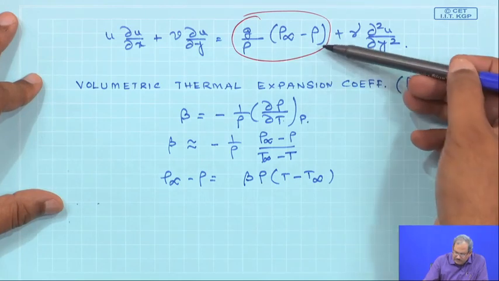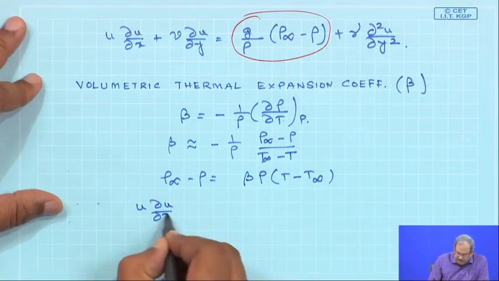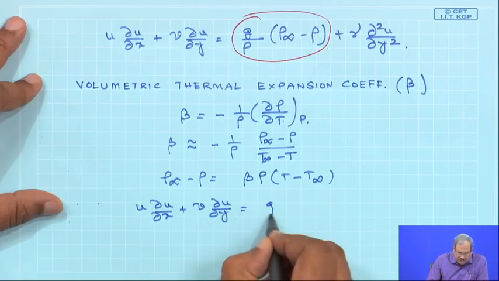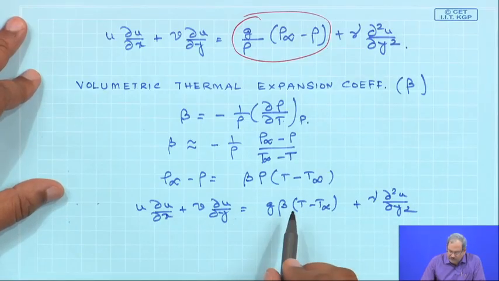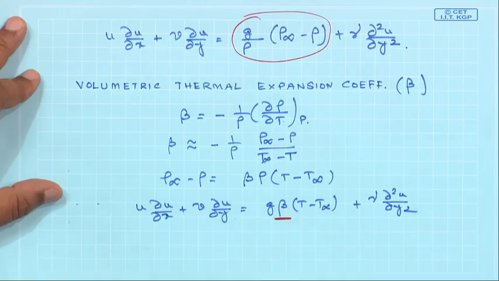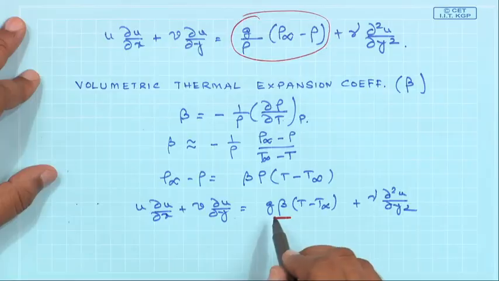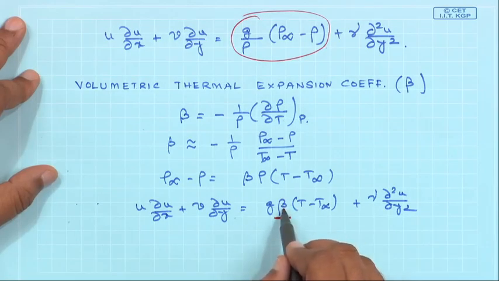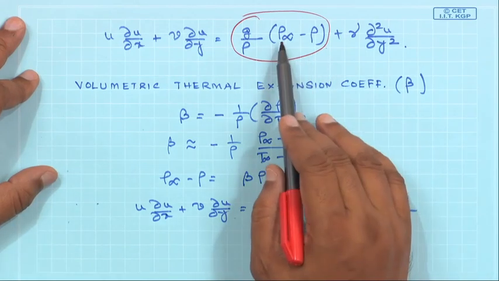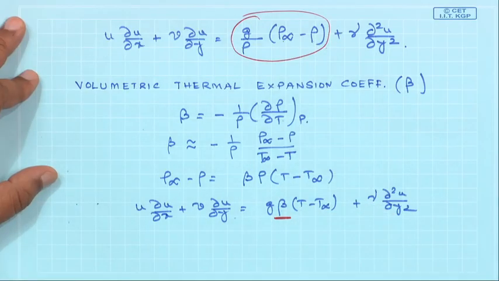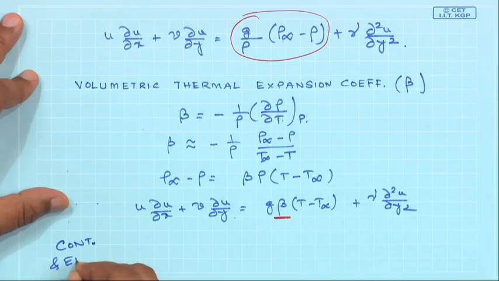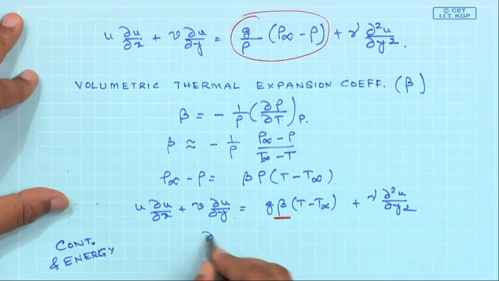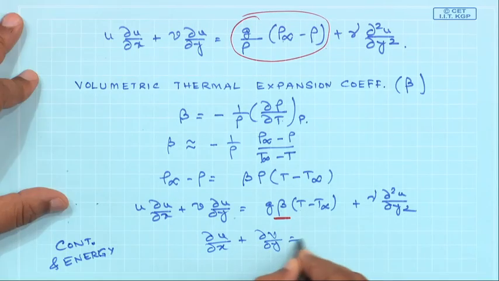Therefore, this equation can be written as u ∂u/∂x plus v ∂u/∂y equals g beta (T minus T infinity) plus nu ∂²u/∂y². So, this is the equation of motion where we have introduced a thermodynamic parameter beta, which is known for most gases, and therefore it is better to express it in terms of delta T rather than in terms of delta rho by introducing the concept of volumetric thermal expansion coefficient. And the equation of continuity and energy, those are the two remaining equations, which can be written as ∂u/∂x plus ∂v/∂y equal to 0, which is the equation of continuity, and the equation of motion is this.